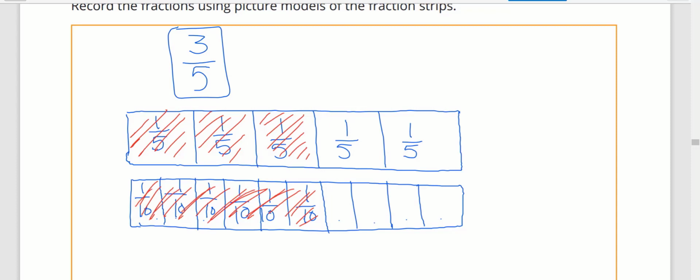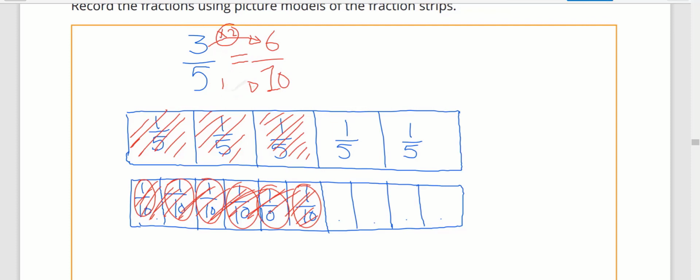How many of 1 over 10? 1, 2, 3, 4, 5, 6. So 3 over 5 equals 6 over 10. Here we note that 3 times what equals 6? 3 times 2. What times 5 equals 10? 5 times 2. So we multiply numerator and denominator by 2, the same number. We can get another equivalent fraction.